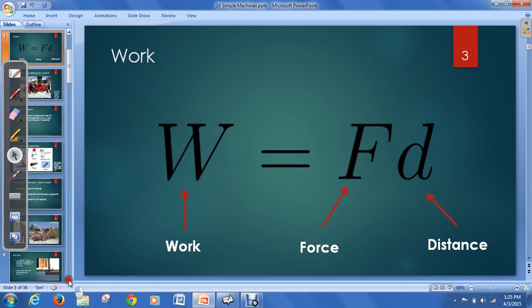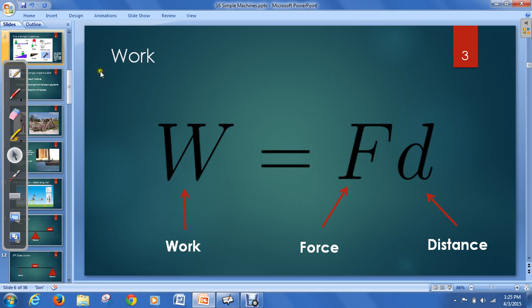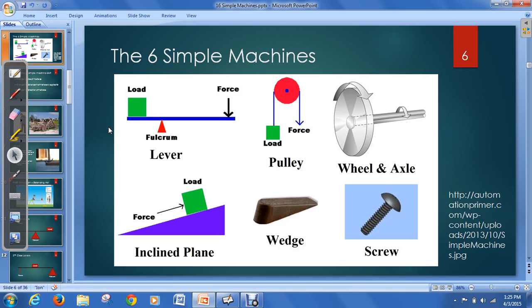Now let's look at the 6 simple machines that you should know. You may have learned these in elementary school, but let's go back through them just in case. There's a lever, a pulley, a wheel and axle, an inclined plane, a wedge, and a screw. All 6 of these simple machines help us with work. How they help us is that they don't change the work that we have to do. We still do the same amount of work, but they make it easier for us to do it.